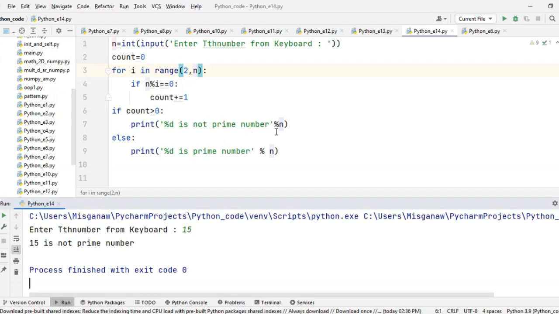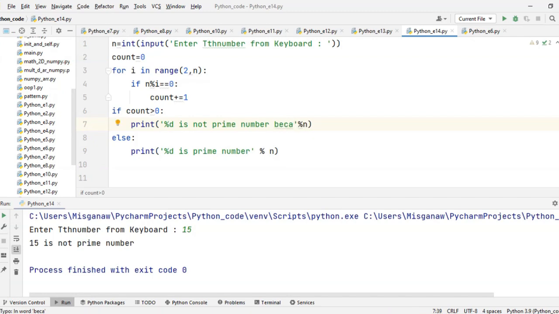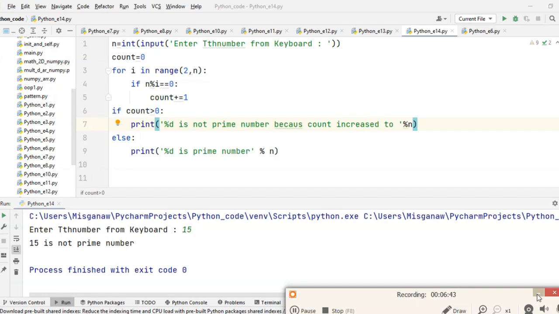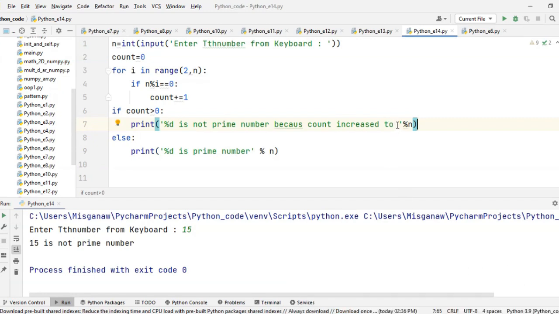For example, if we print count, because count increased to what? Because count increased to this.